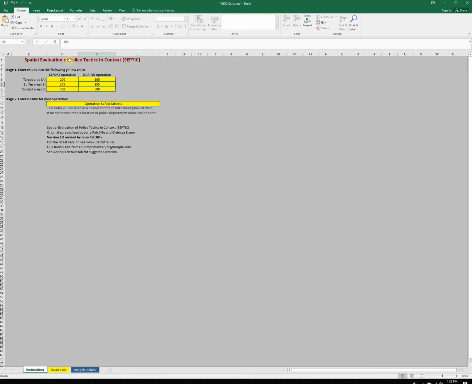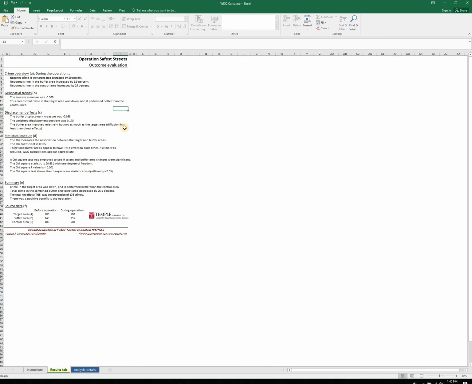Alright, so I just changed the parameters here. I changed what actually happened. So we're actually seeing more of a decrease in the targeted area given what I changed. We're seeing an increase in the control area as well as an increase in the buffer area. But when we go to our results tab, we'll see that things are actually a little bit different.